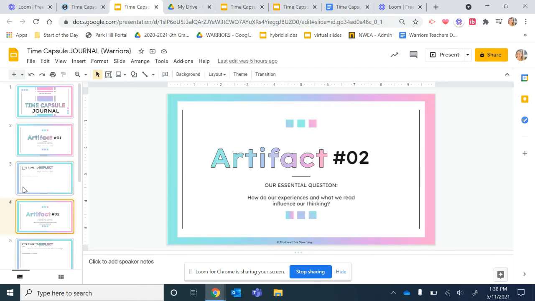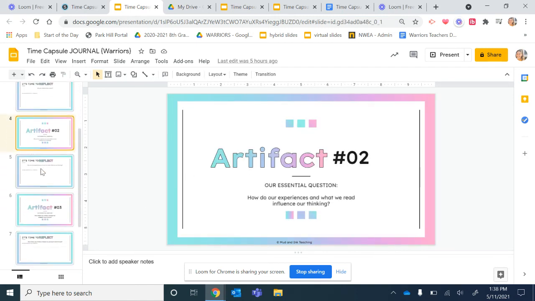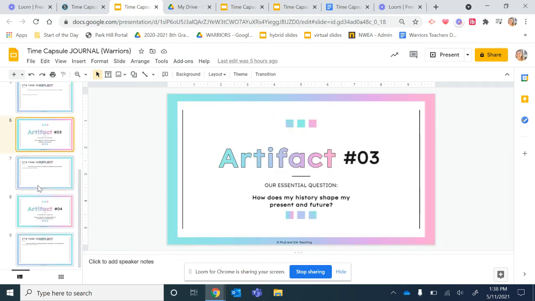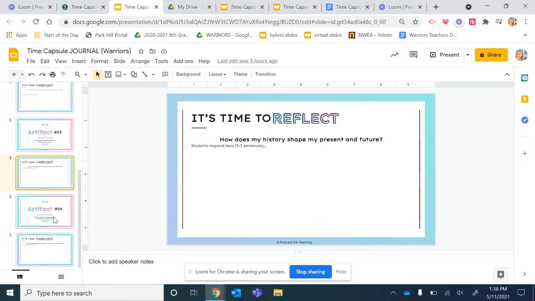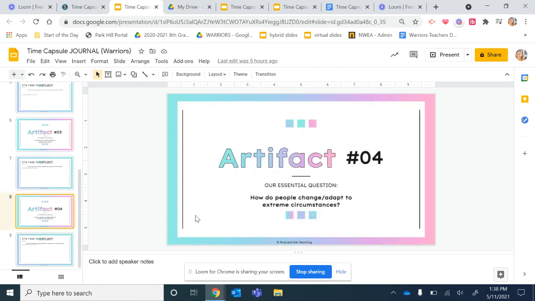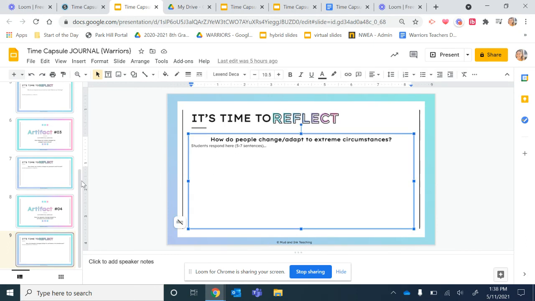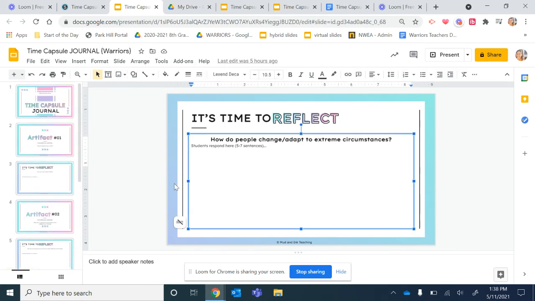Artifact 2, how do our experiences and what we read influence our thinking? You're going to reflect right there. Artifact 3, how does my history shape my present and future? Answer it right there. And artifact 4, how do people change and adapt to extreme circumstances? And you'll write it right there. Okay? That's all you have to do.